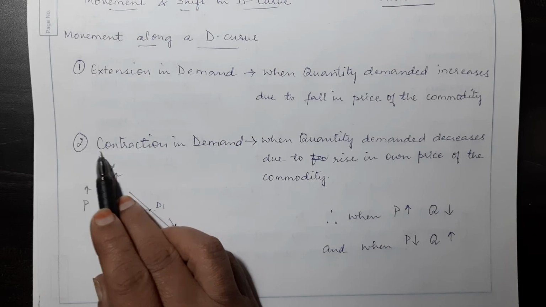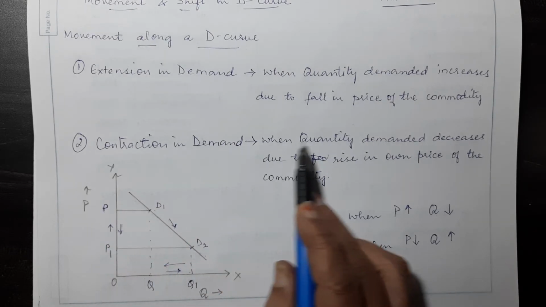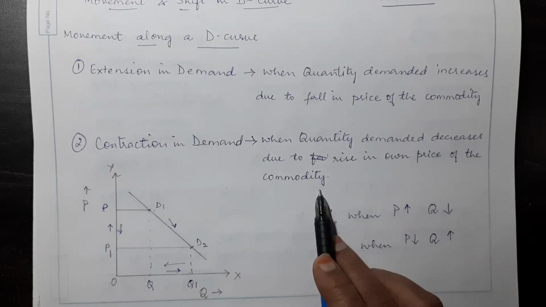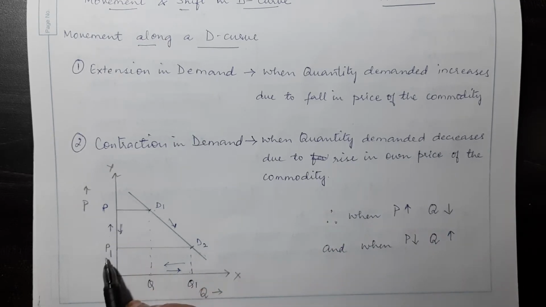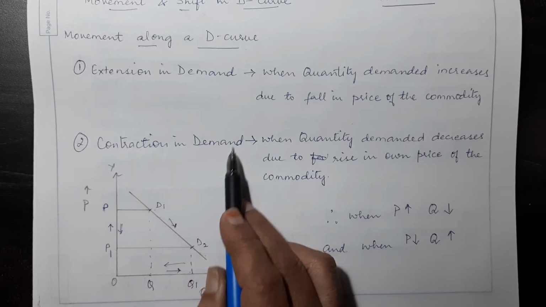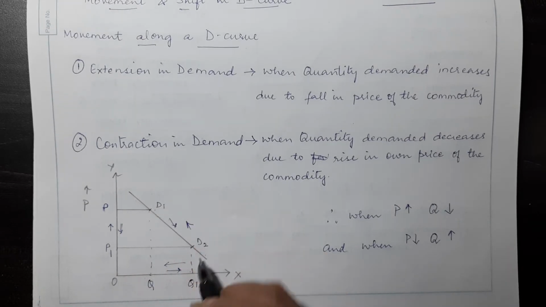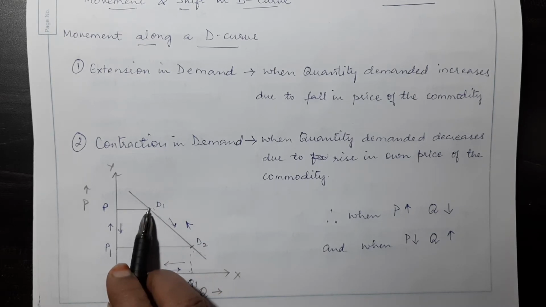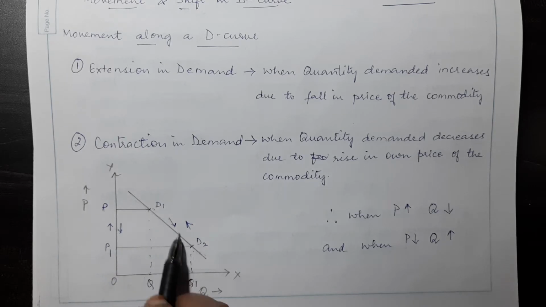Now the second condition is contraction in demand. This happens when quantity demanded decreases due to rise in own price of the commodity. So when the price increases from P1 to P, the quantity demanded decreases from Q1 to Q. So what is happening? The quantity has decreased due to rise in price. This is called contraction in demand. In that case, we move up from D2 to D1. So there is a movement upward. So contraction in demand, we move up the demand curve.